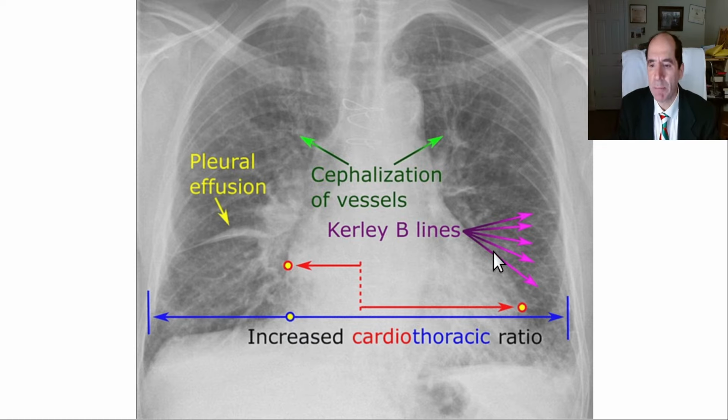These are called Kerley B lines, named after an Irish doctor, and they're just little horizontal lines perpendicular to the lateral chest wall due to filling of the lymphatics in the lungs with fluid. The cardiac shadow is more than half the ratio of the chest. That's cardiomegaly for cardiac enlargement. So that's your typical chest x-ray of congestive heart failure.